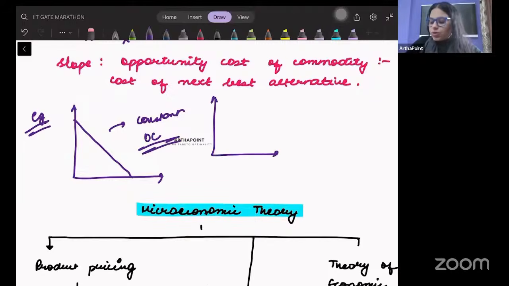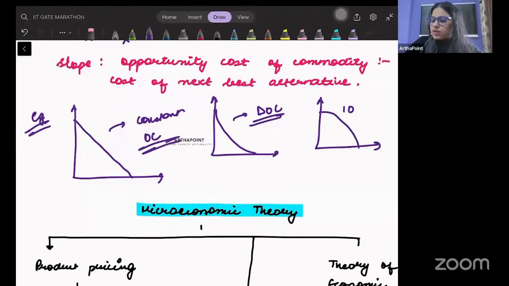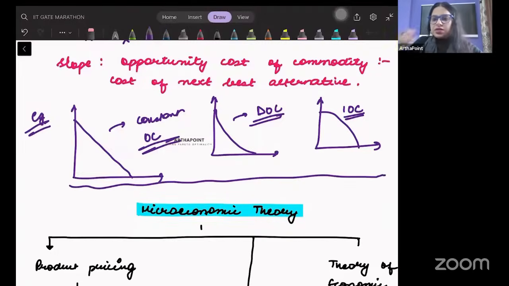What happens if your PPF is like this, rather than concave, it is convex? It means you have decreasing opportunity cost. What happens when your PPF is like this? It means you have increasing opportunity cost. This I have covered in one of your assignments and it's there in your mock papers also. But this can be asked in the exam, that they can ask you what will happen to the opportunity cost if the PPF is a straight line. So you should know that with a straight line, the PPF has a constant opportunity cost. That's the first kind of question that can be asked in the exam.